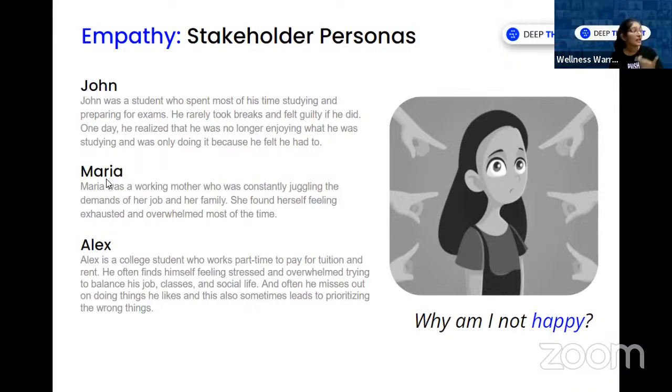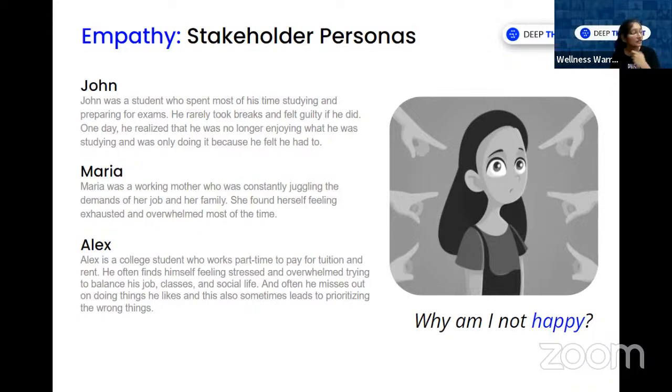Now there is another girl, Maria. She was a working mother, constantly juggling the demands of her job and family. She was not able to tackle that, and she found herself feeling exhausted and overwhelmed most of the time because she was not able to balance her priorities with her own well-being and self-care.